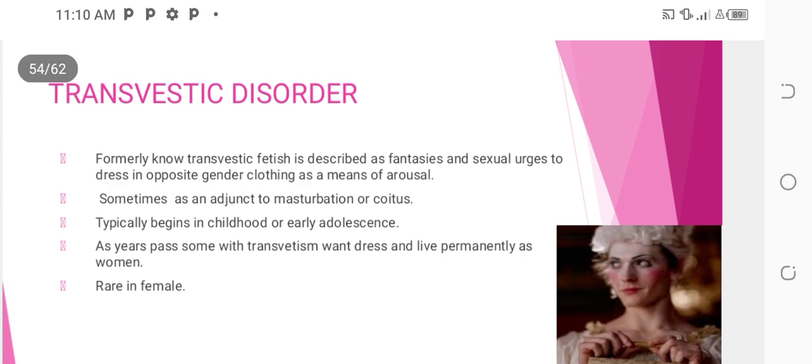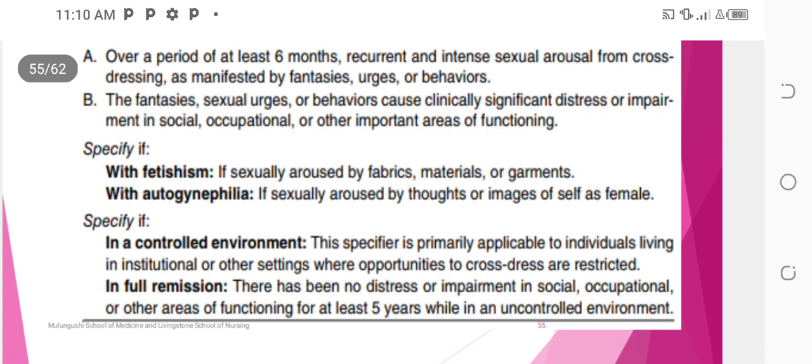On the diagnostic criteria, the fantasies should last for a period of 6 months. There should be recurrent intense sexual arousal from cross-dressing as manifested by fantasies, urges, or behavior. Specify with fetishism if sexually aroused by fabrics, materials, or garments, and with autogynephilia if sexually aroused by thoughts or images of self as female.